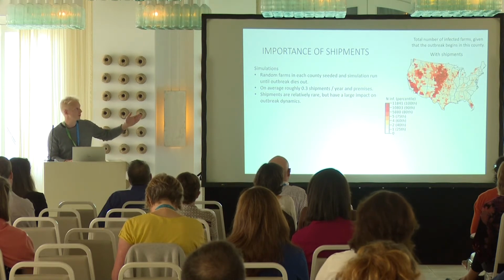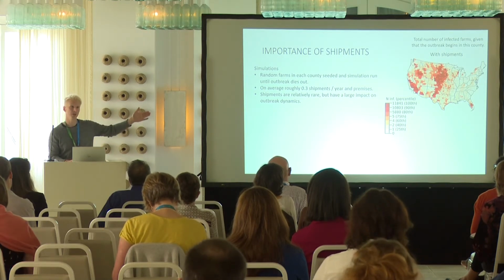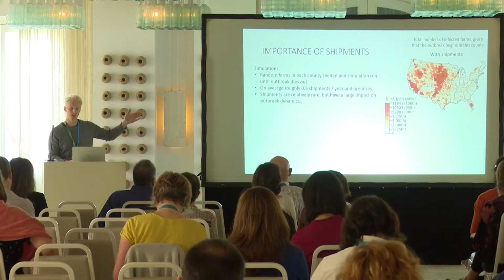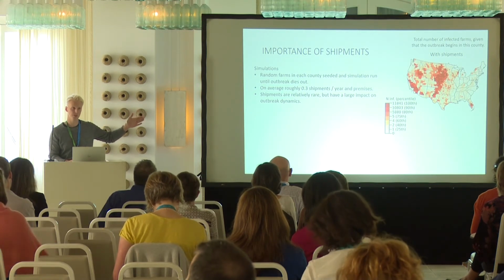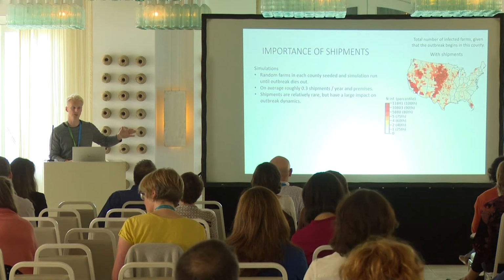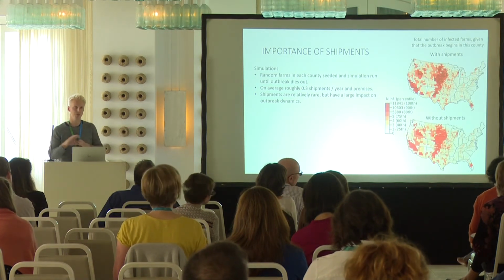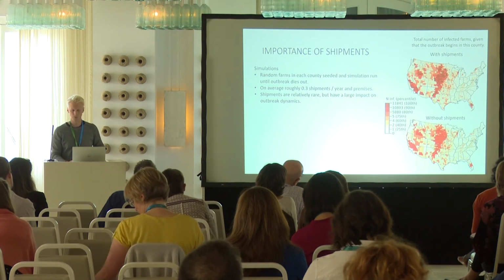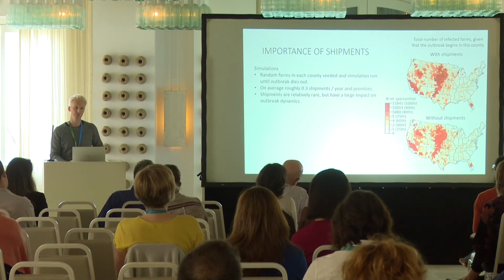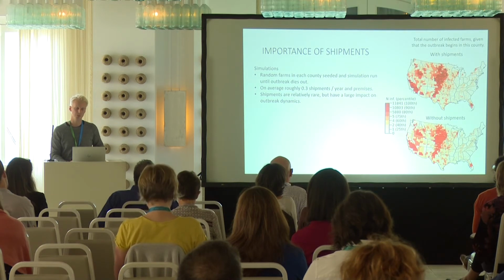So this map shows the results for seeding in every individual county 100 times with shipments and no control whatsoever. And this is the same simulations, but with the shipment component taken out. And of course, there are fewer infections without shipments.